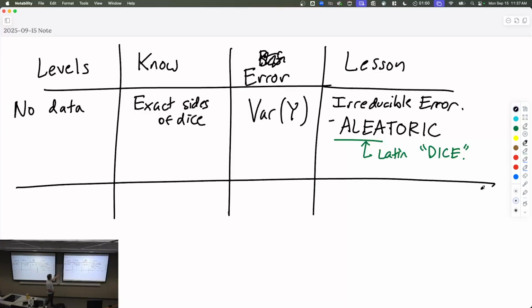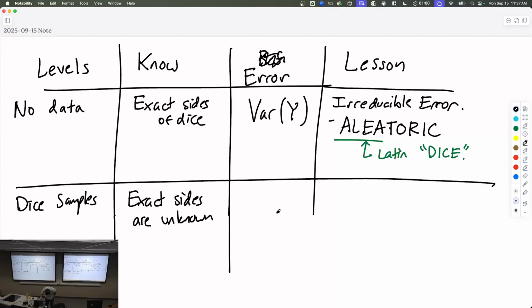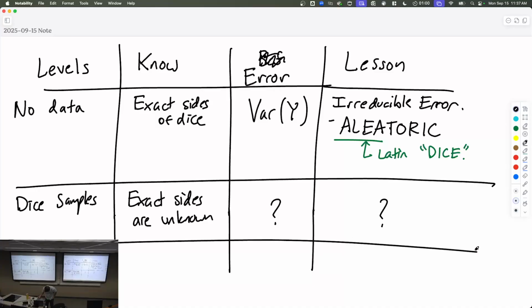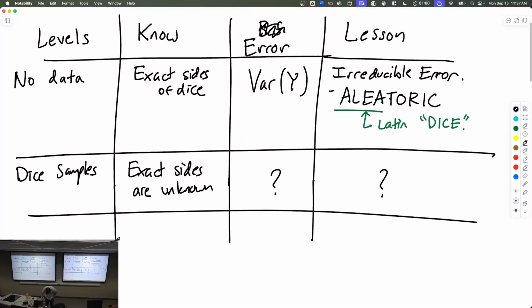And then we're going to upgrade to what happens if you don't know the exact values of the dice. So we're going to do the dice problem, but with samples. So we're going to have dice samples, and we're going to do exact sides are unknown. Okay, and then we're going to come back and fill in this table and see how that affects the error, and we're going to learn something about the error. And then we're going to do the same thing, but with data.